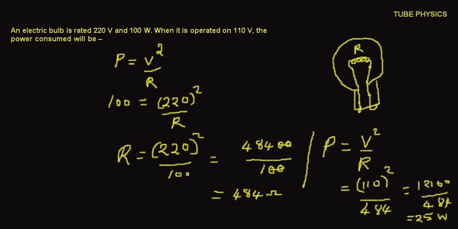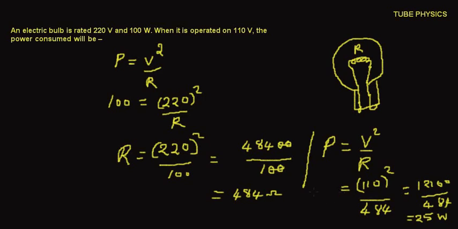So if it is operated on the proper 220 volt line, its output power would be 100 watts. But when we operate on 110 volt, means just half of the 220, the power reduces to 25 watts. The 100 watts reduces to 25 watts.